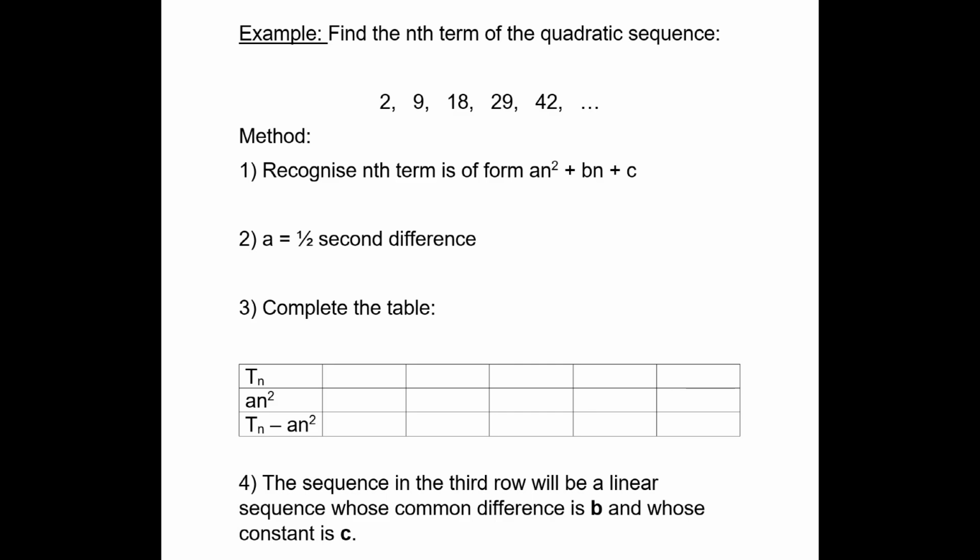If we want to investigate a sequence further, for example, if we wanted to find, say, the 50th term of the sequence, we're going to need to work out the nth term. So we need to be able to work out the nth term of a quadratic sequence.